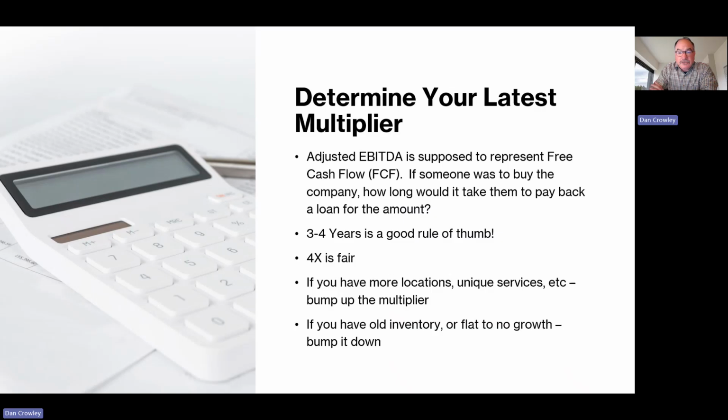If you have more locations or unique services such as specialty rental, you consider a bump in the multiplier. If you have old inventory or you're flat and you have no growth, then you might want to consider bumping down that multiplier. So maybe like a 3 times EBITDA. And again, if you're in specialty rental services, you might be at a 5 or 6 times EBITDA.